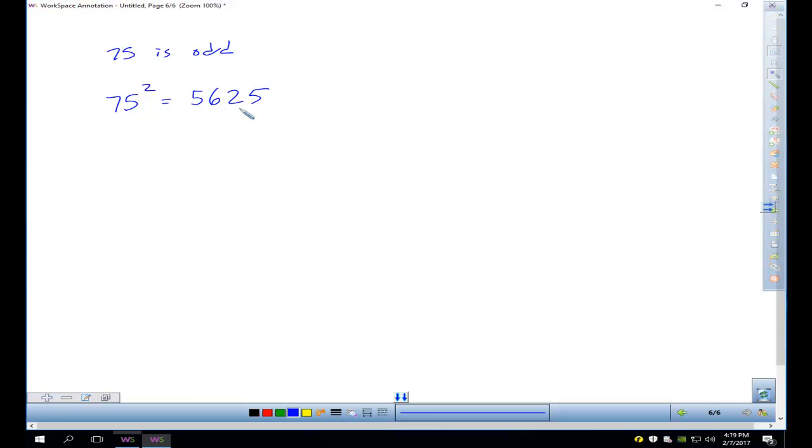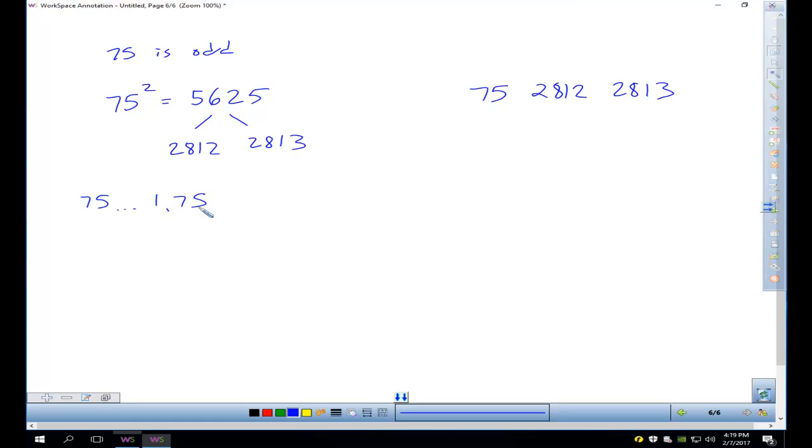So what two numbers add up to 5,625? Well, if I divide it by 2, it's 2,812.5. So it must be 2,812, 2,813. That's my first triple. That's the only triple that 75 creates a family of. Now I'm going to have to find other odd numbers that go into 75. Can you think of other odd numbers that go into 75?